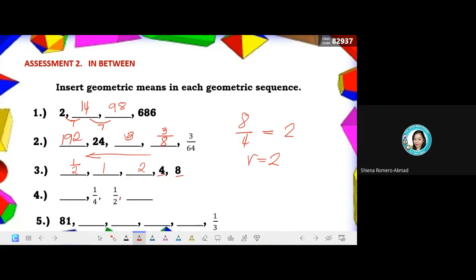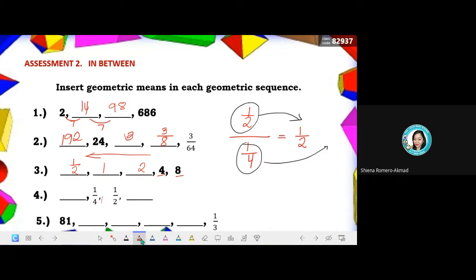Okay? Next, this one also, very easy kasi magkatabi lang din sila. Kunin lang din natin yung kanilang ratio. So, yung 1 half muna sa numerator divided by 1 fourth. And kapag nag-divide po kayo ng fraction, tatandaan ninyo that you have to copy the first term or the numerator. And then you get the reciprocal of the denominator. Then, you will proceed to multiplication. So, 1/4 is 4 over 1.